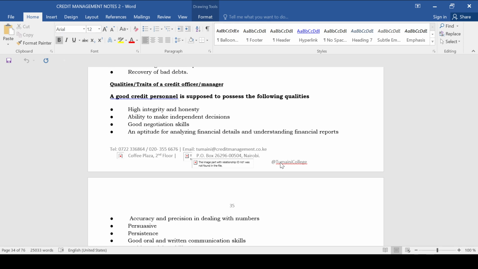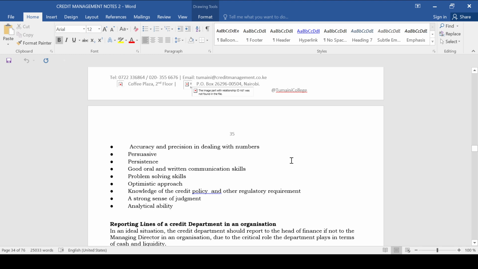The other one is you should have an aptitude for analyzing financial details and understanding financial reports. So when a customer brings a financial statement or a balance sheet, or what we are calling the income position of the company, you should be in a position to make good sense of that statement. Then the other one is accuracy and precision in dealing with numbers. That one we've been told clearly.